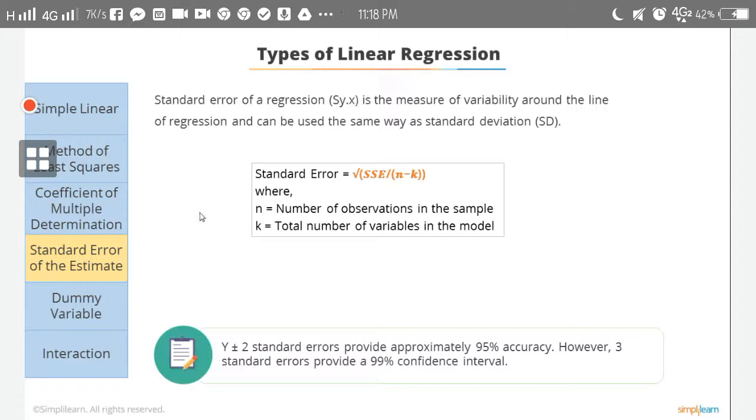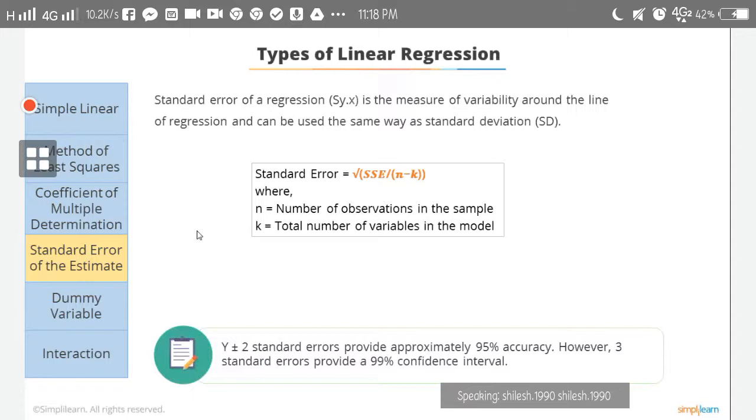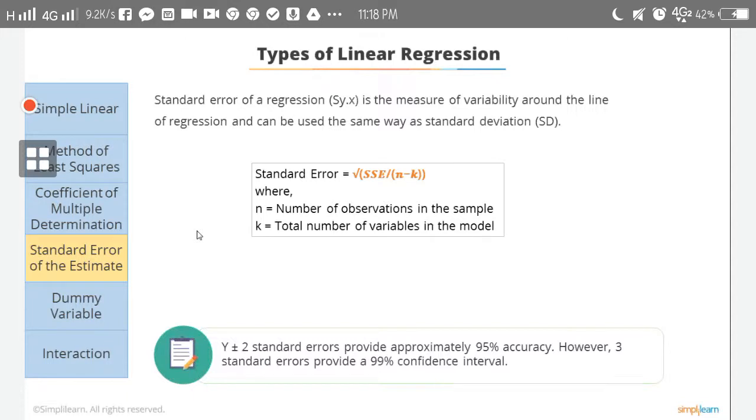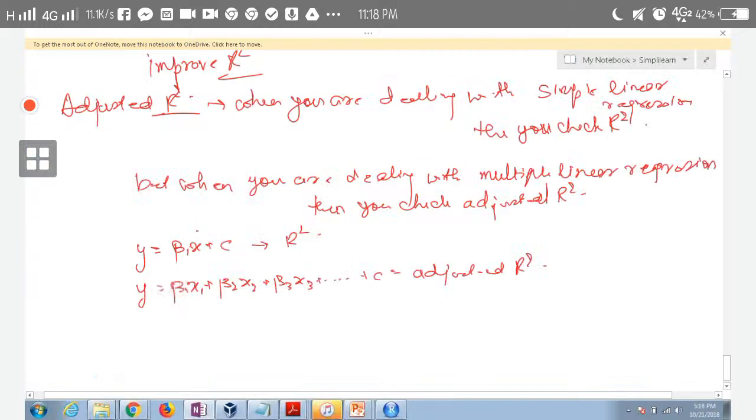So that sum of square of error divided by degree of freedom, under root, is your standard error. So it is basically how much your data points across your model line are deviated. And if the standard error is 2, within the range of plus minus 2, then it is 95% accuracy. If it is in the range of plus minus 3, then it is 99% confidence on the model.